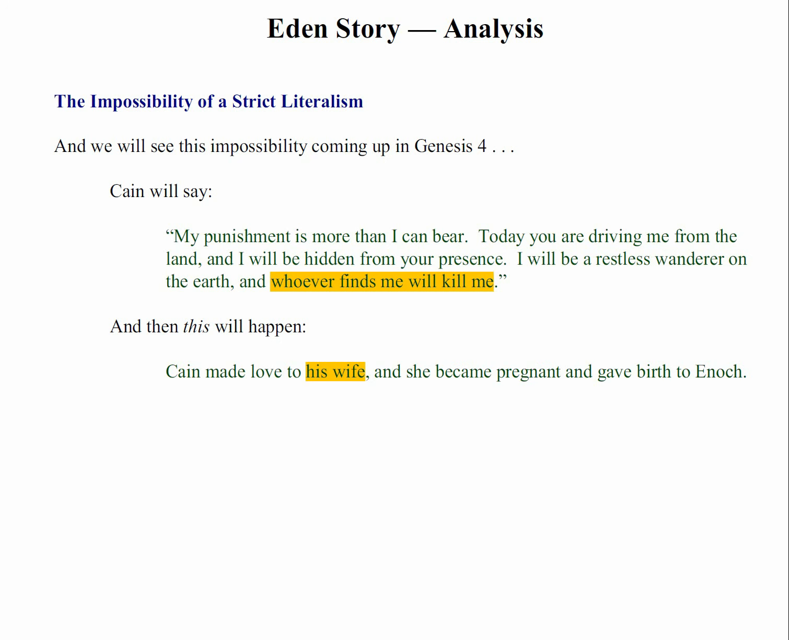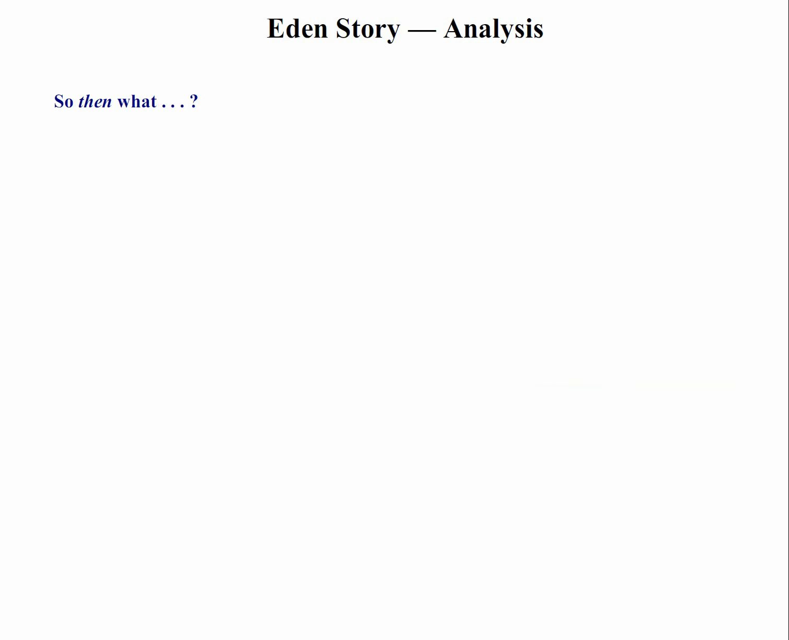And then this will happen. Cain made love to his wife. Well, who's that? And then Cain is building a city. Well, for whom? And so, as I say, nobody reads strictly literally. At some point, everybody steps off that train. And so the question becomes, what do we do then? What do we do about that?